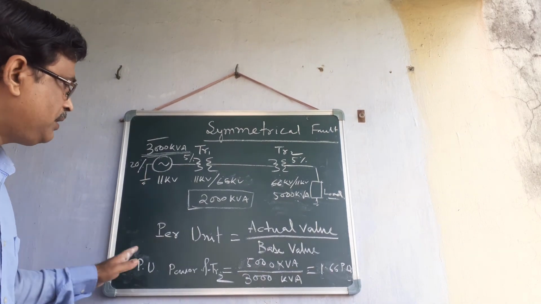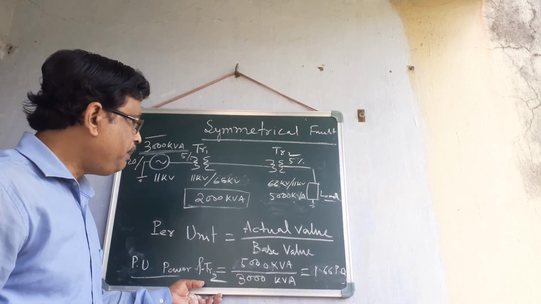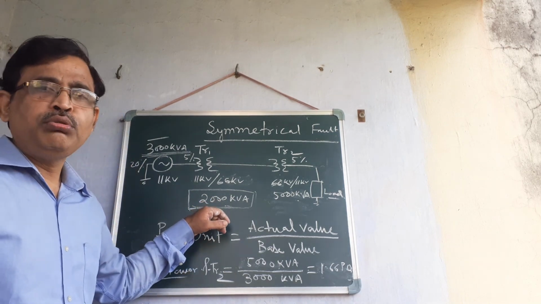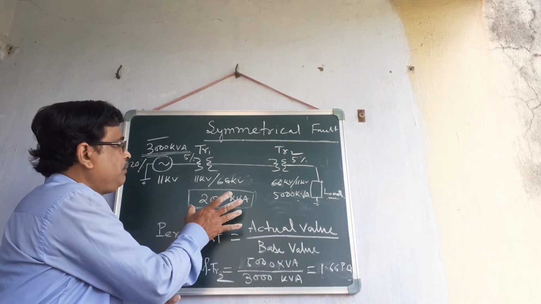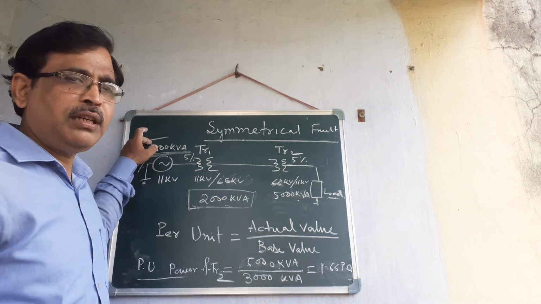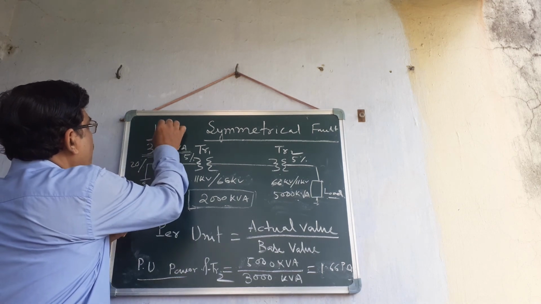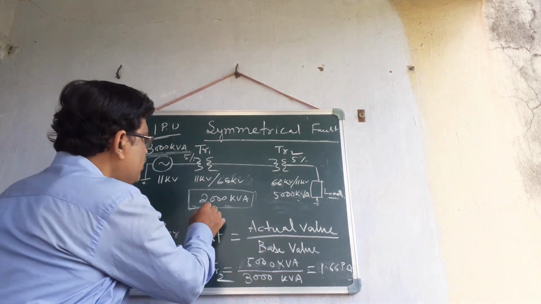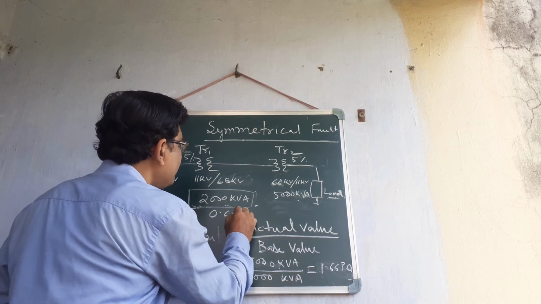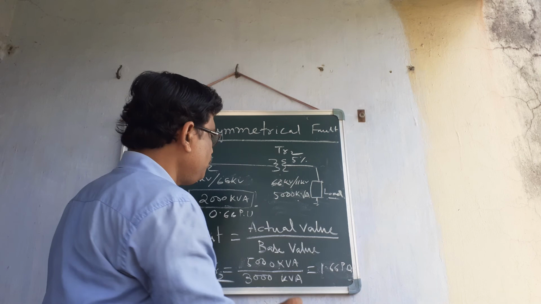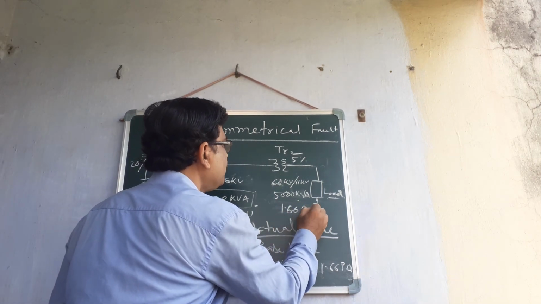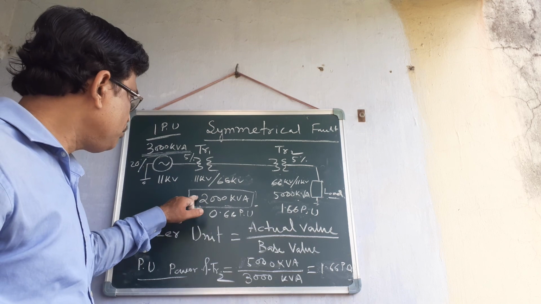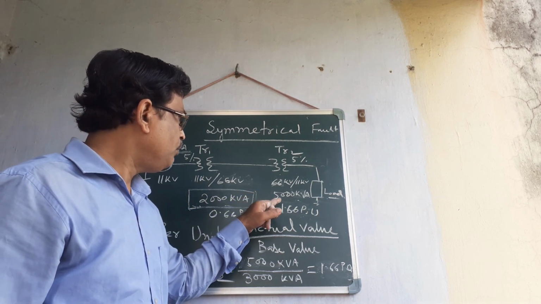Now see what is the beauty of the per unit method. In the previous calculation, what power values did you have to take? You had to take 2000, here 5000, here 3000. Now, instead of 3000, we will put 1 per unit. Instead of 2000, we will put 0.66 per unit. Instead of 5000, we will put 1.66 per unit.